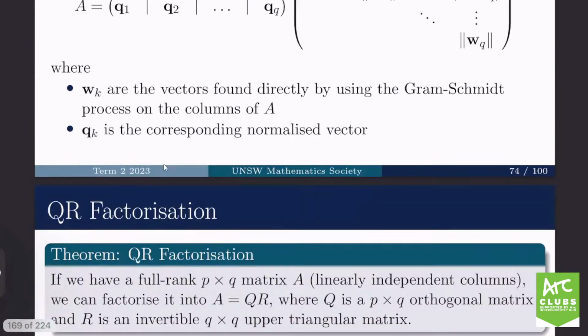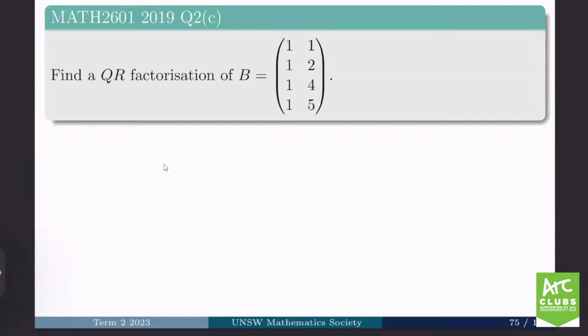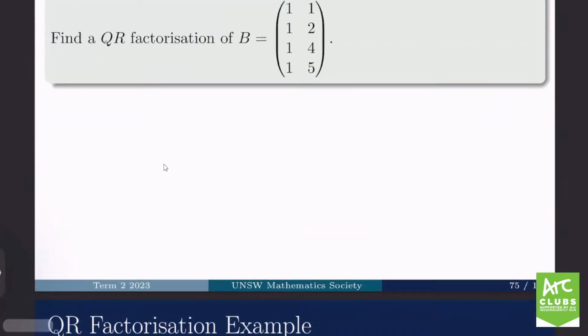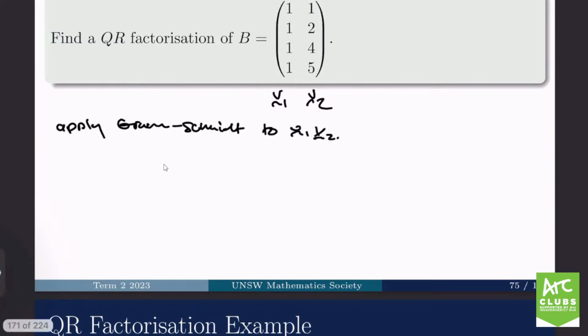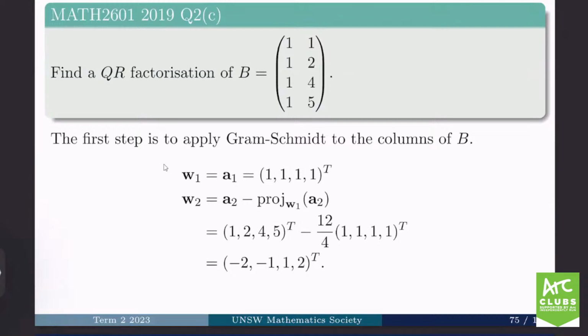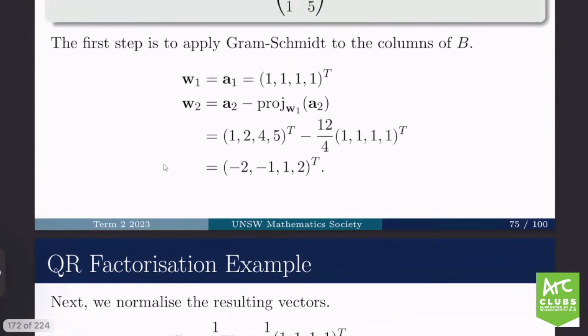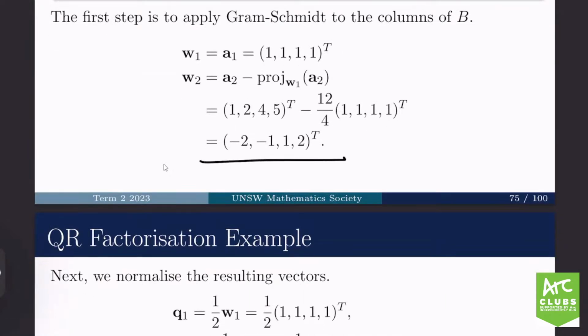So we'll go through an example. Let's find a QR factorization of B equals 1, 1, and so forth, right? So in order to do that, we're going to call the columns v1 and v2 and apply Gram-Schmidt to v1 and v2. So we'll say w1 equals 1, 1, 1, 1 transpose, and w2 will equal the second column, which is 1, 2, 4, 5, minus the projection of a2 onto w1. And again, that projection will be done using the usual dot product. And then we'll get this vector as a result.